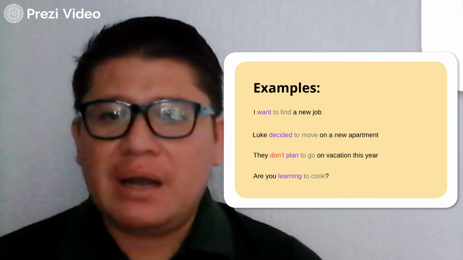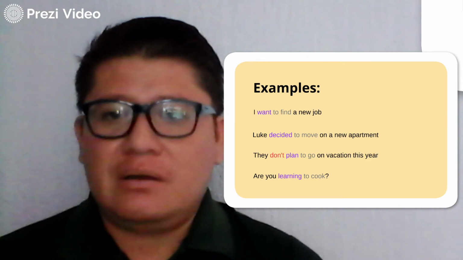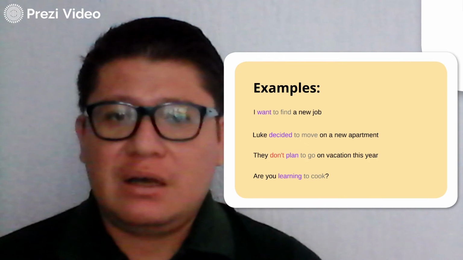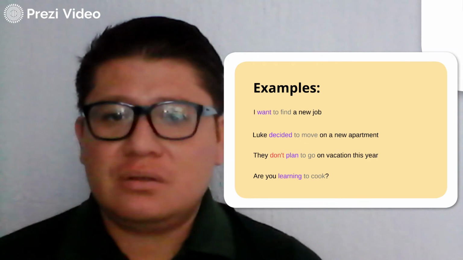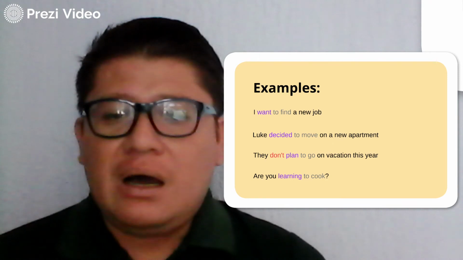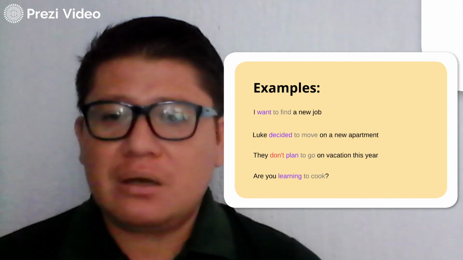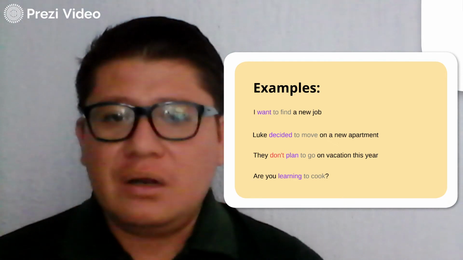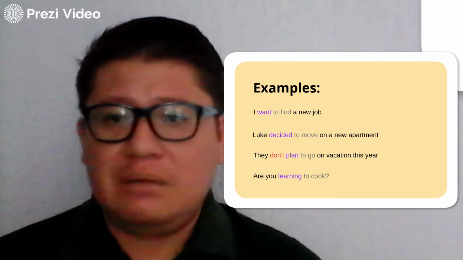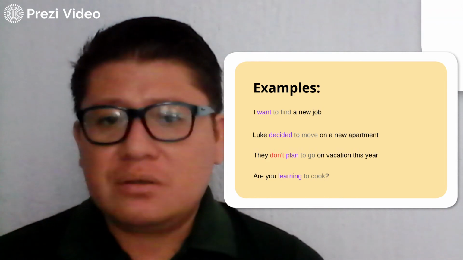They don't plan to go on vacation this year. Don't plan is a negative sentence in present simple tense. They don't plan to go. Are you learning to cook? This is a question. You can also make questions with infinitive verbs. In this question, are you learning, learning is in present continuous tense.